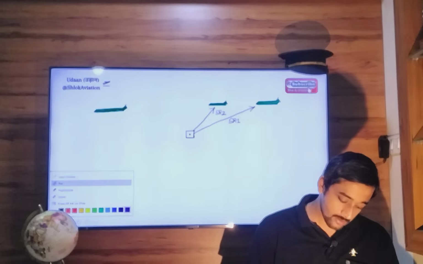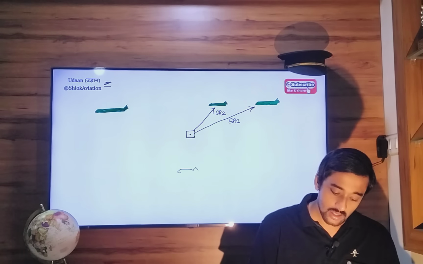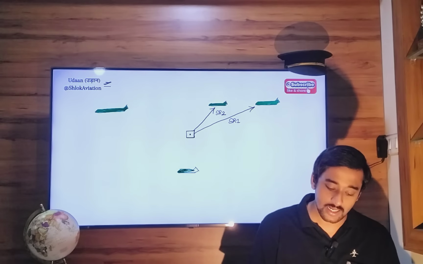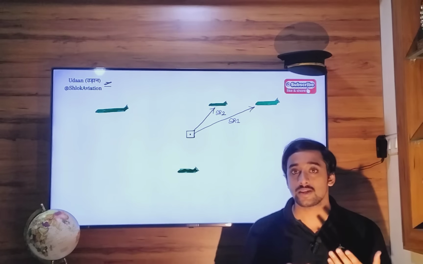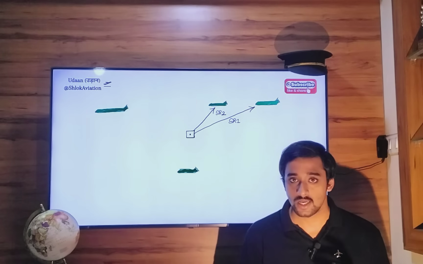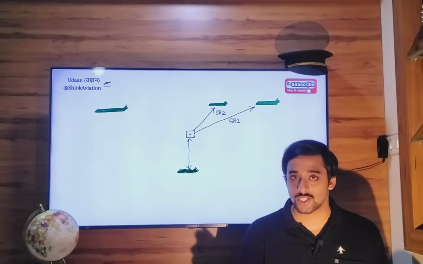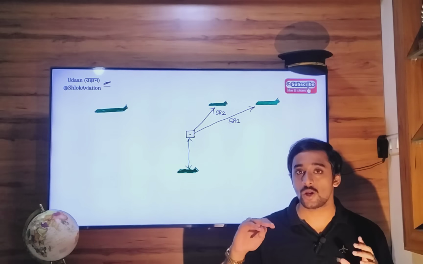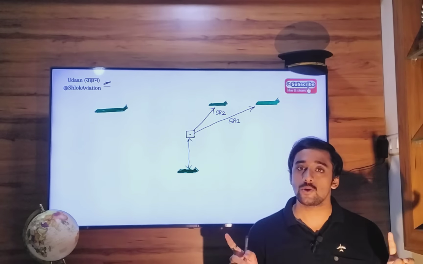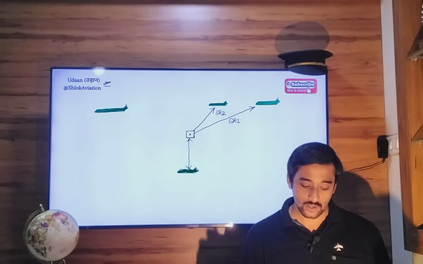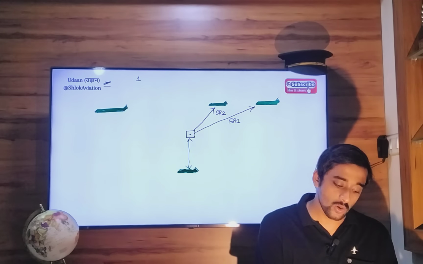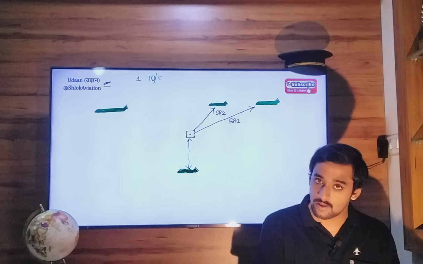If the aircraft is flying parallel to the DME station, there is no actual change in the distance between your aircraft and the DME station. You are at a constant distance from that station. But if you are flying towards the station or away from it, the distance between you will continuously change. So that is one condition: you should be flying towards or away from the DME station.